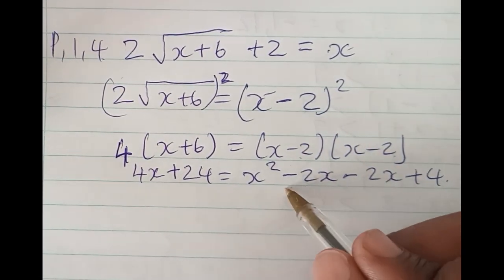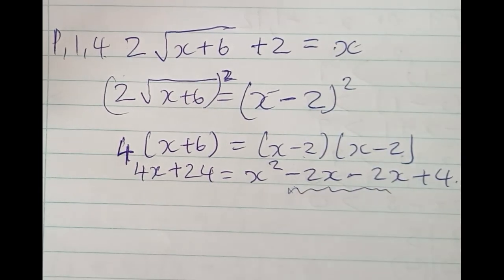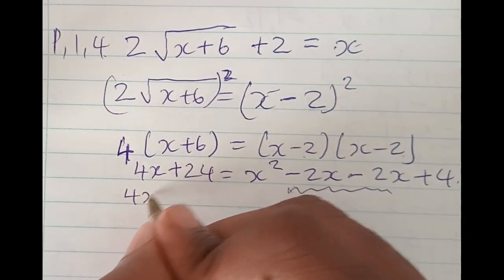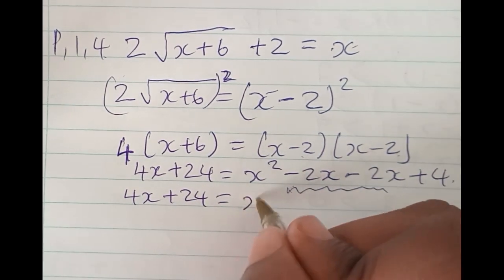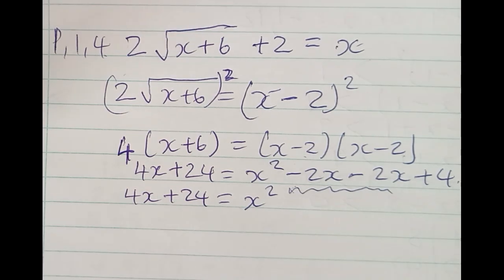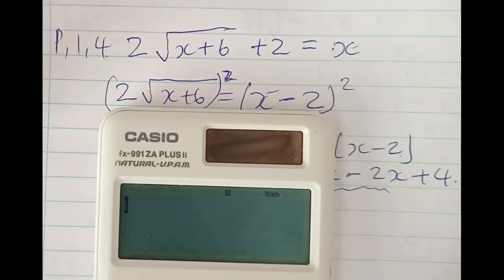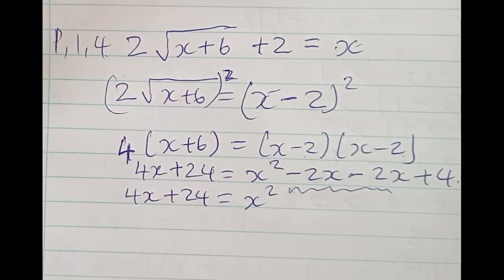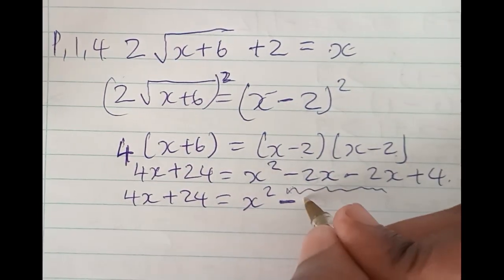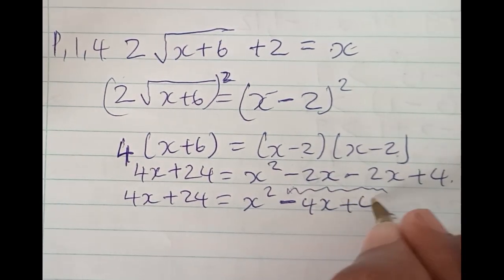So by now here we can see we have like terms. So here we'll say 4x plus 24 is equal to x squared. So remember here it's not 2x minus 2x, it's negative 2x minus 2x. So you'll say negative 4x. I'm doing this so that everybody can see where I got negative 4. Okay, so I'll write x squared minus 4x plus 4.